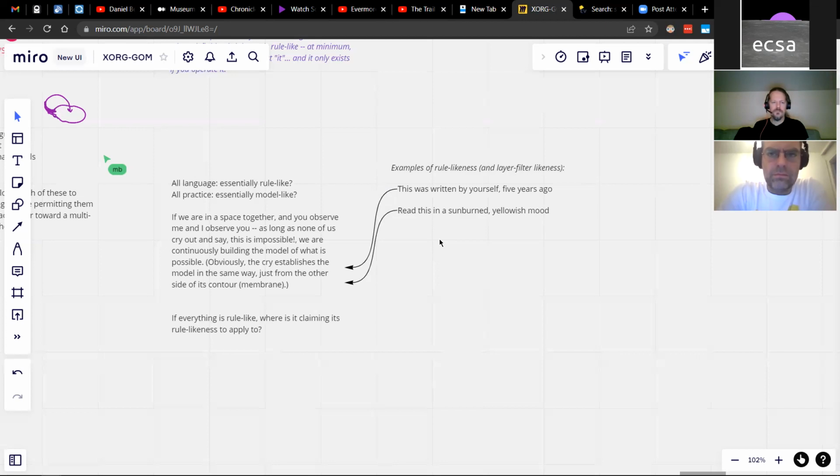And there are these wide visions, but there's also interesting practicality. I continued these examples of rule-likeness just next to Martin's text, almost violating it by making claims to it, but in a playful manner. Go to town. Yeah, I made another one which reads more like a rule because it says read this in, but it's a poetic rule because it reads this in a sunbird yellowish mood.